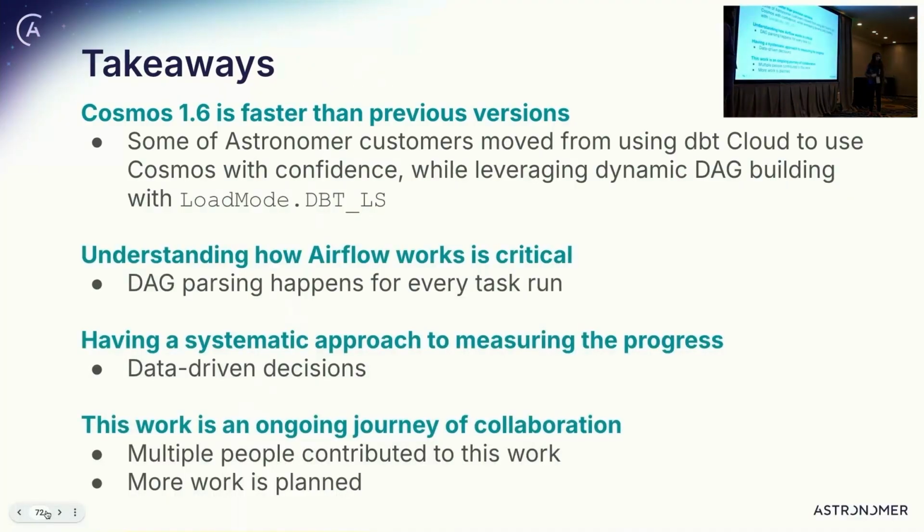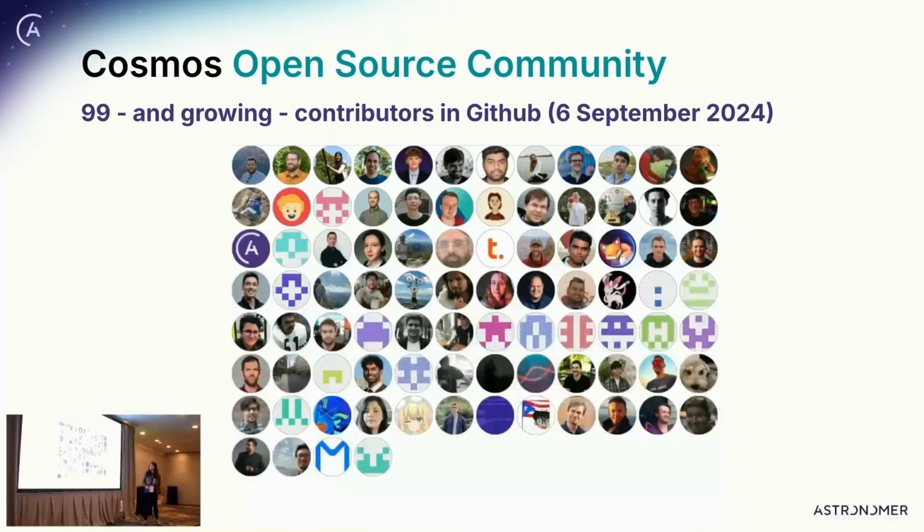If you had to have 4 takeaways from the session: Cosmos 1.6 is faster. You saw the video, so trust us. Understanding how Airflow works is critical. So we really want to improve how Airflow supports dynamic DAG generation to make sure this work is easier. Ideally, this caching and reusability would be built into Airflow, not in the tool using it. It's very important to have a systematic way of measuring so we can see the progress numerically. And this was only possible with the community.